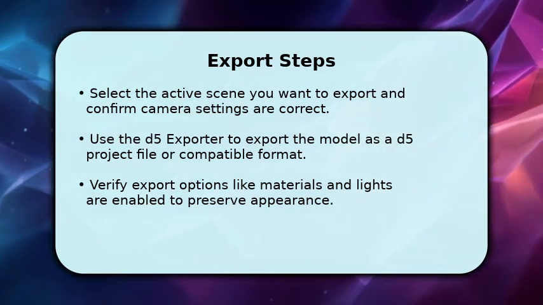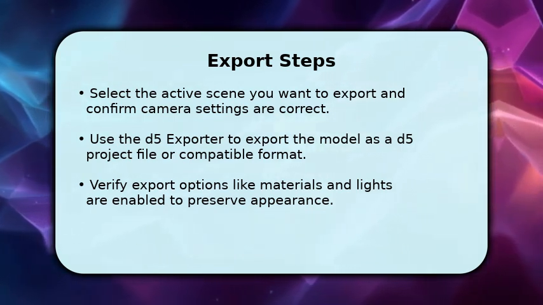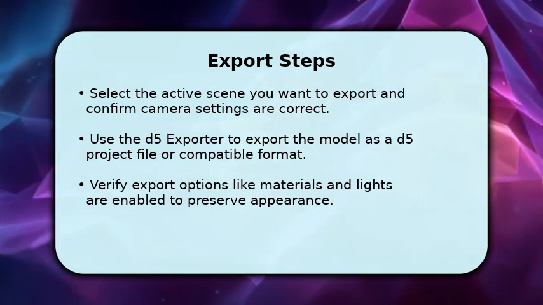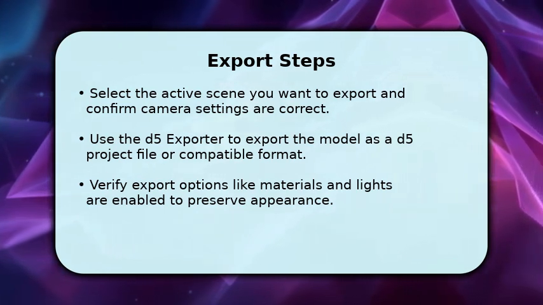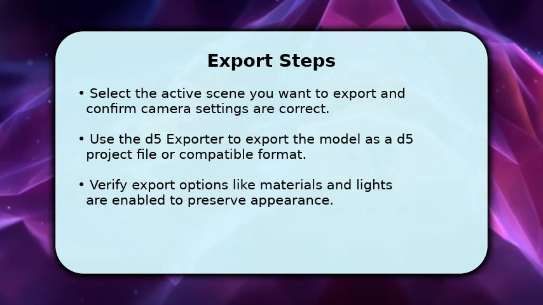Pick the scene in SketchUp, check camera angles, and open the D5 exporter panel. Choose to export as a D5 project file and enable materials, lights, and textures to keep visual fidelity. Export with a clear file name, then open D5 and import the file.